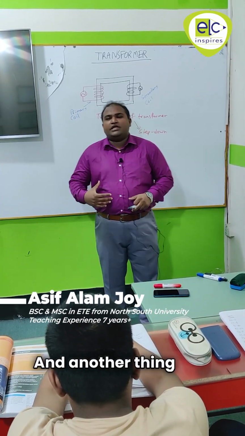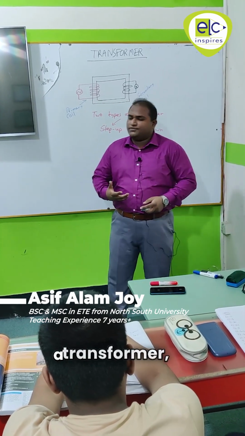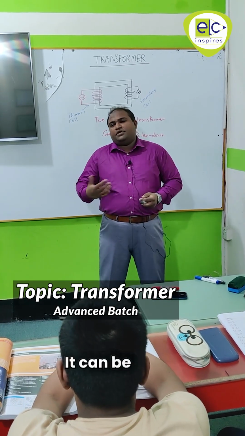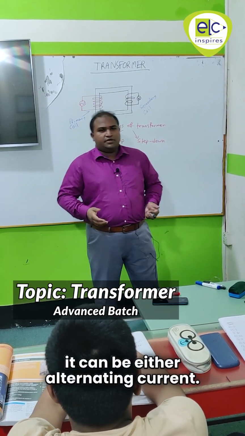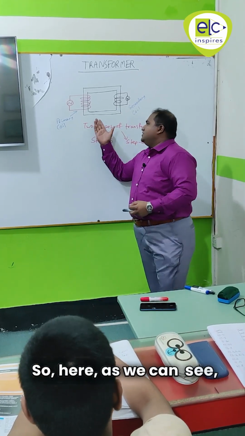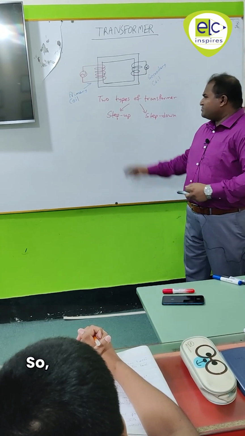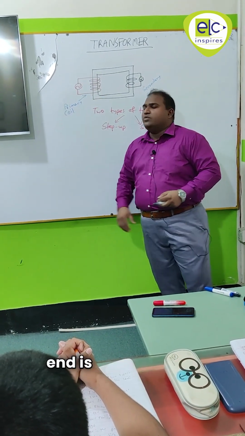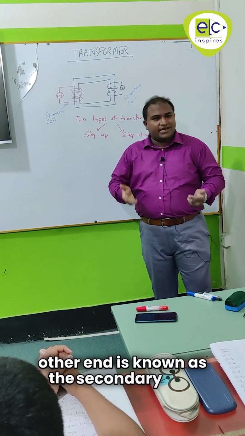Another thing that we have to keep in mind is that in order to function, a transformer requires an alternating supply. It can be either an alternating voltage or an alternating current. So here, as we can see, is the design and construction of a transformer. The end that contains the AC supply is known as the primary coil, and the other end is known as the secondary coil.